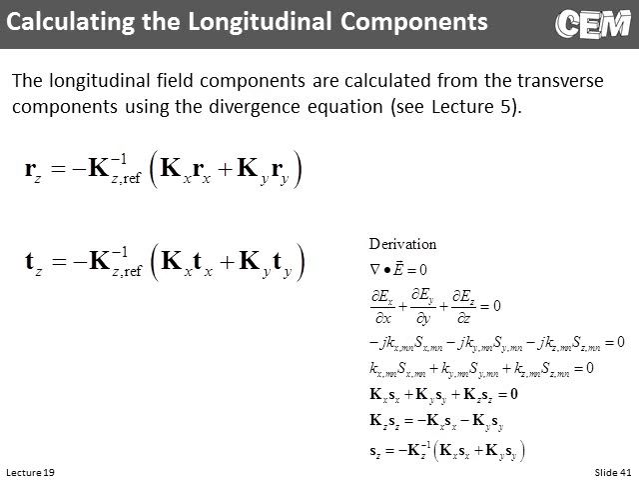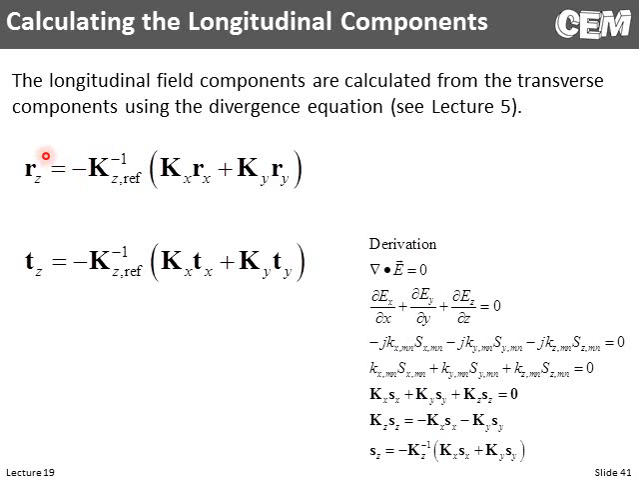We only have the transverse components. We only have S sub x, S sub y, and ux and uy. We need to calculate sz and uz. So we can calculate those longitudinal components in the reflection and transmission regions from the parameters that we already have. We already have Rx and Ry, and of course we already have Kx and Ky. They're constant throughout the entire device. And we also have now a diagonal matrix, which is the Z components in the reflection region.